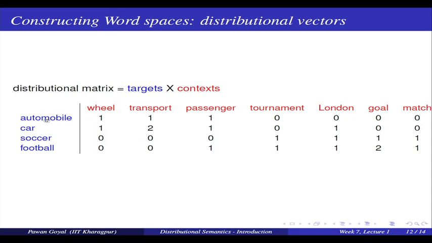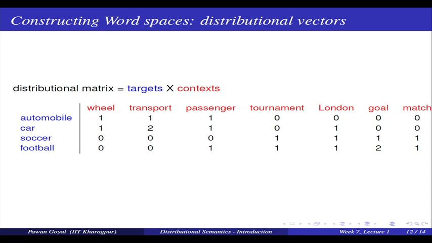So what do we see here? Automobile occurs with wheel, transport, passenger. Football occurs with passenger, tournament, London, goal, and match, and similarly for car and soccer. So now this is my representation of target words in this semantic space.